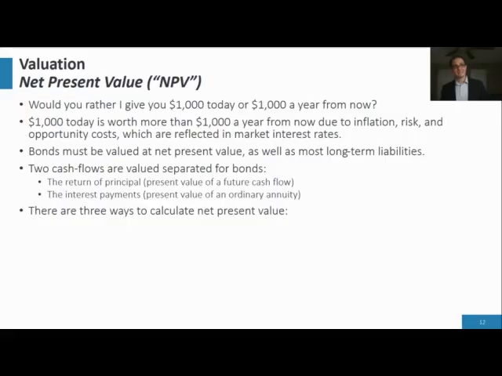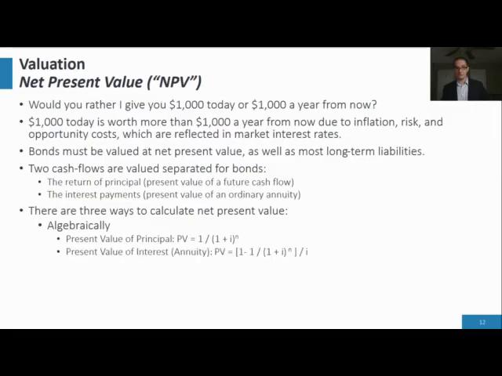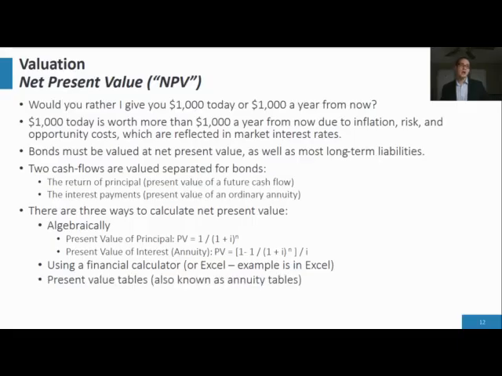So there's 3 ways to calculate net present value. We're going to go over 2 of them today. We can calculate it algebraically. There's present value of principal and present value of the interest or the annuity. We're not going to go over that in this lecture, but just know it's available and generally covered in business calculus and finance courses. Using a financial calculator or Excel, I'm going to go over an example in Excel and include the Excel workbook in this presentation, and present value tables, which we're going to go through today as well, which will be one of the last slides.